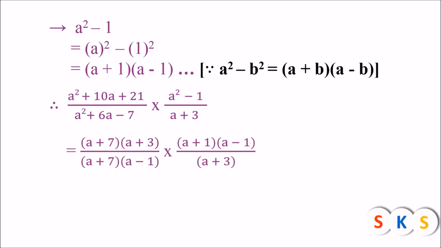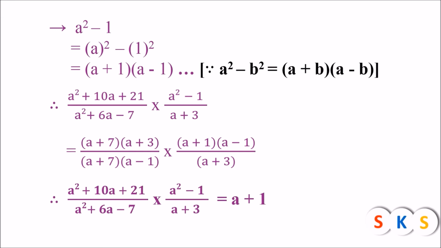Now we will cancel a plus 7 with a plus 7. This will get cancelled, and a plus 3 will get cancelled with a plus 3, right? And a minus 1 will get cancelled with a minus 1. So what is left over here? a plus 1. So that is the answer of this question. Now we'll move to the next question.